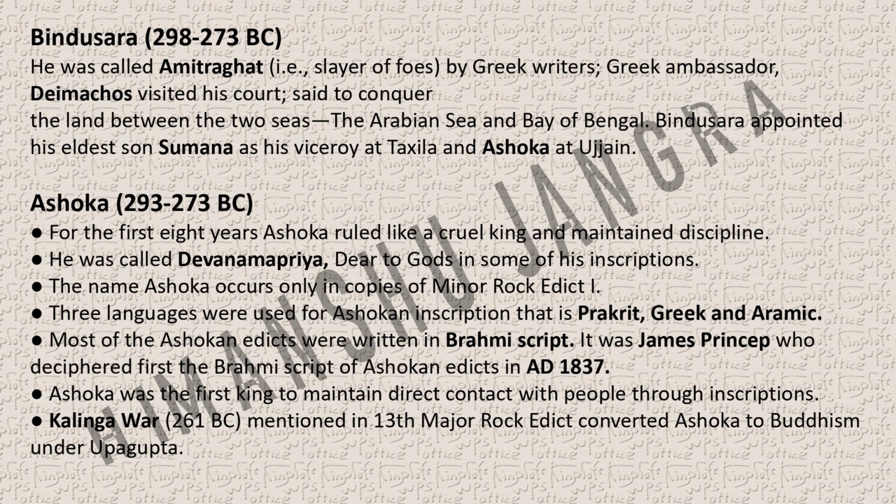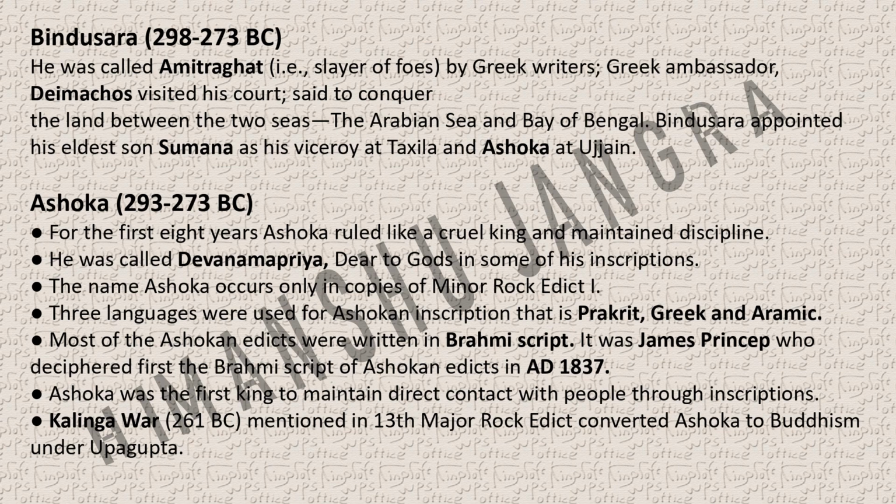Bindusara, 298 to 273 BC. He was called Amitraghata, that is, slayer of foes, by Greek writers. Greek ambassador Deimachus visited his court. He is said to have conquered the land between the 2 seas, the Arabian Sea and the Bay of Bengal. Bindusara appointed his eldest son Sumana as his viceroy at Taxila and Ashoka at Ujjain.